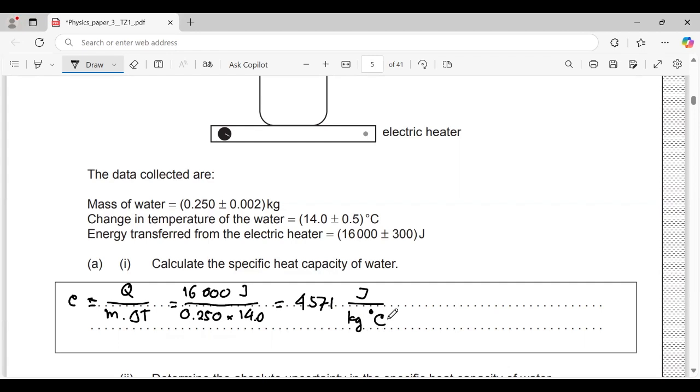If you change Celsius into Kelvin, it's no problem, because the change of scale is the same. If you change the scale to Kelvin, it's no problem because they have the same scale, 100 divisions: Celsius from 0 to 100, Kelvin from 273 to 373.